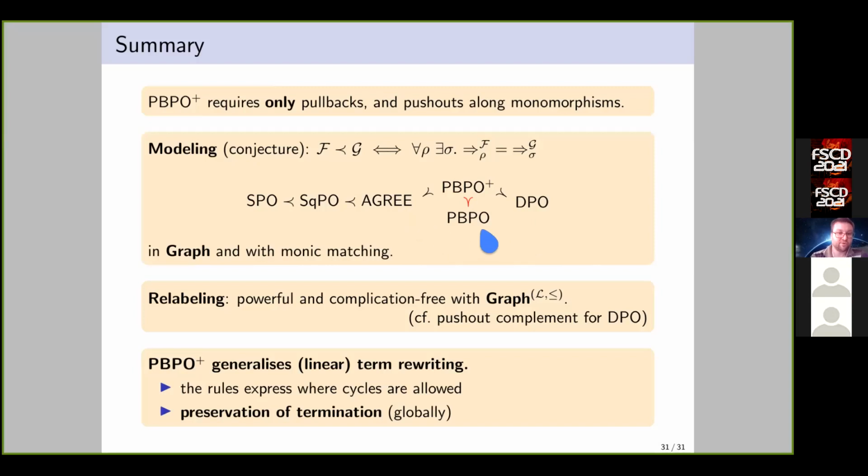So these frameworks were not strong enough to exclude applications on cycles, and therefore going from term rewriting or from string rewriting to graph rewriting usually lost termination.